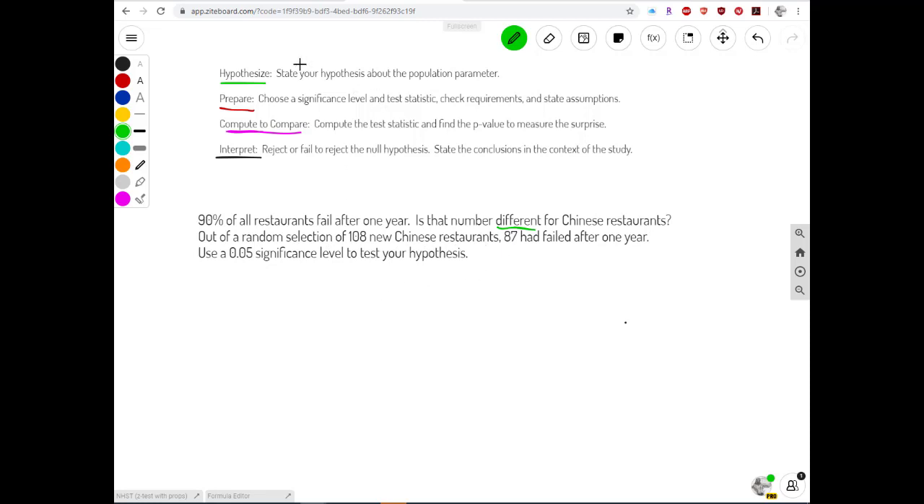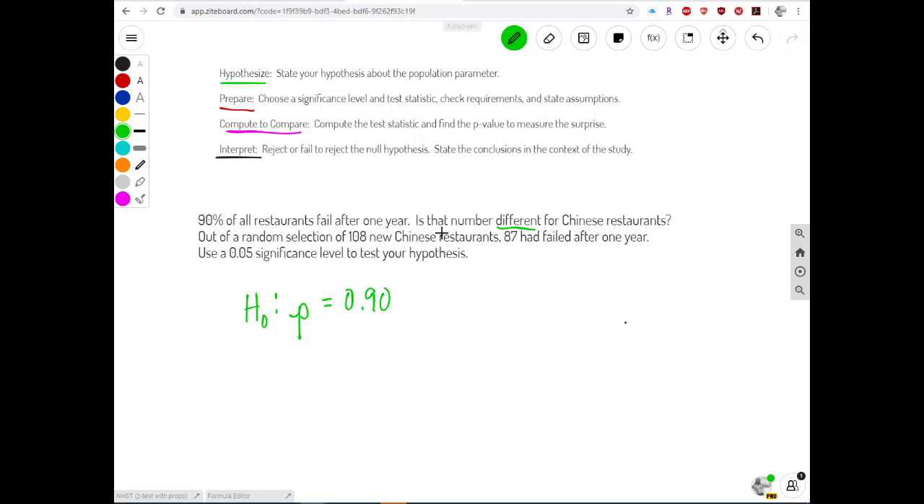Okay, so we're going to start off by doing our hypotheses, and our hypotheses are going to be in green. That's what I've been doing. So we're going to write the H naught. The H naught is the status quo. It's what's expected to happen. So this is our status quo, 90%. Since it's a proportion, I'm going to use the notation of P, and I'm going to write 90% as a decimal. So here is my null hypothesis.